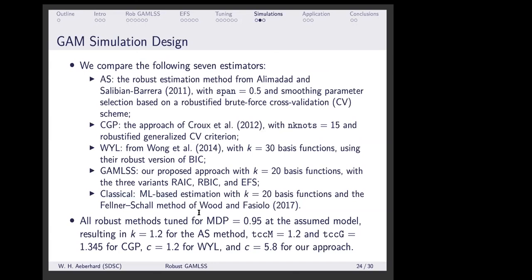Now, the important thing here is that in this study, thanks to this new criterion MDP, we are now able to tune all the various estimating methods so that they are comparable, something that hasn't been done in the previous studies. So they are all tuned to have the same MDP of 0.95, and that results in various values of their tuning constants. They're all a bit different because the schemes are different, but they are comparable in terms of how robust they are.